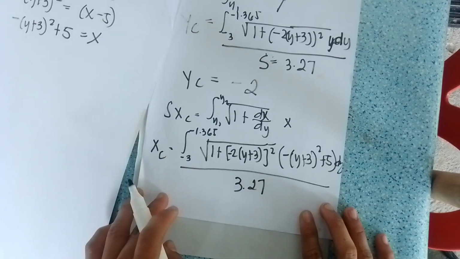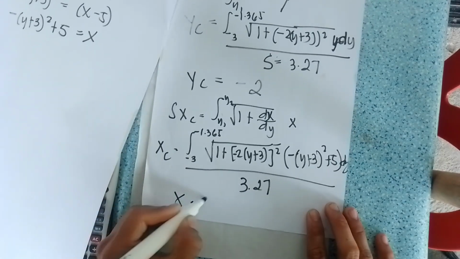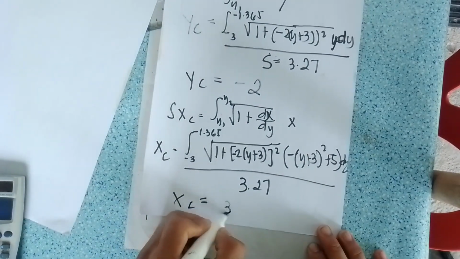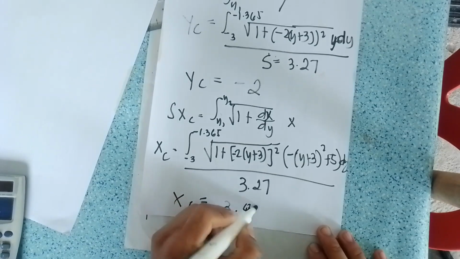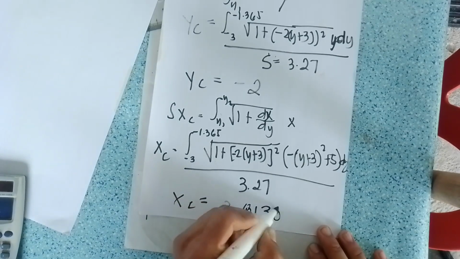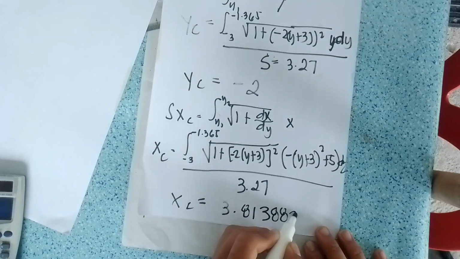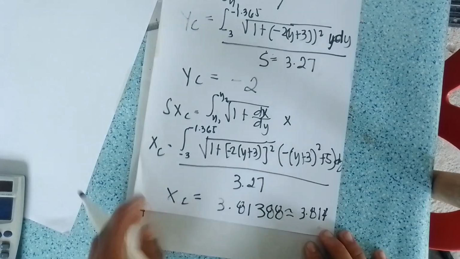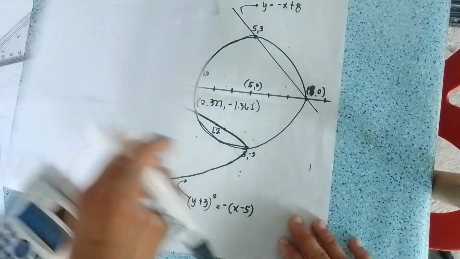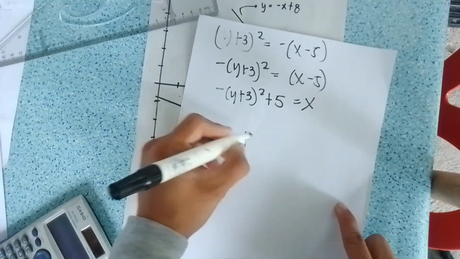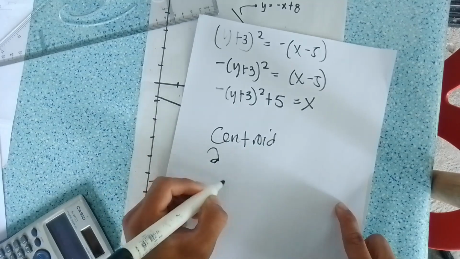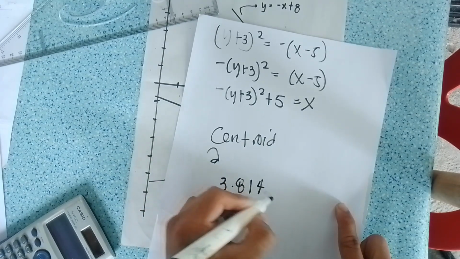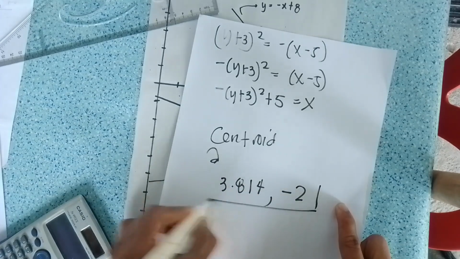And input that in your calculator, you will get xc is, therefore, 3.81388, or in short, approximately 3.814. So, therefore, your centroid is at 3.814 and -2. So that is your centroid.